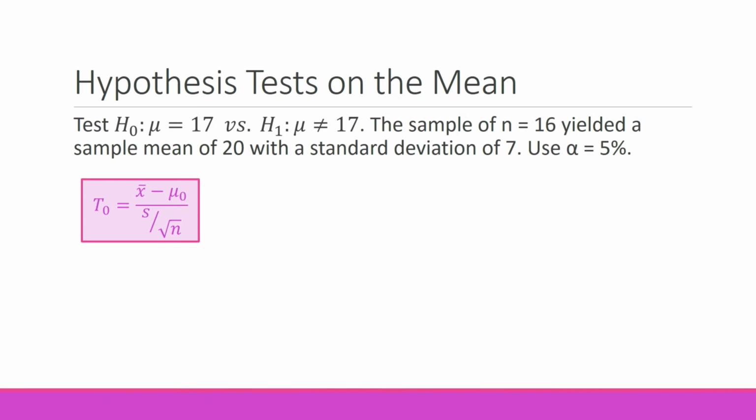All right, so now what we're actually going to look at is doing an example. Suppose that we are testing the hypotheses mu equal to 17 versus mu not equal to 17. And we had a sample of 16 observations, and that sample gave us a sample mean of 20 with a standard deviation of 7.